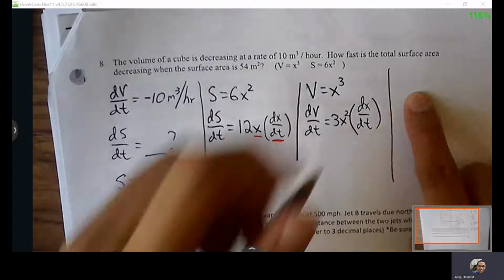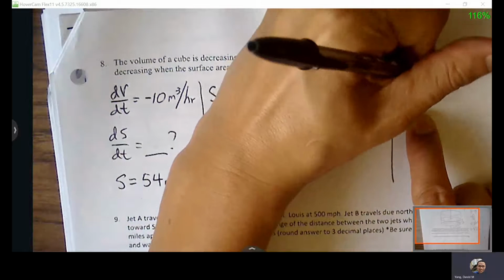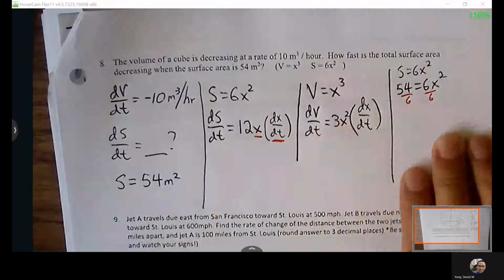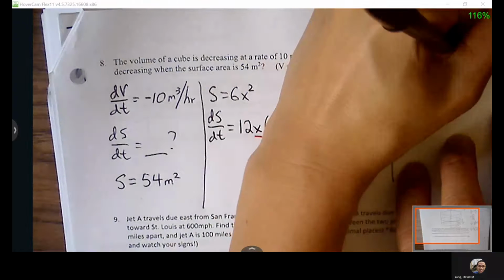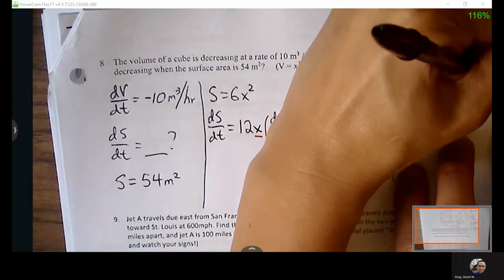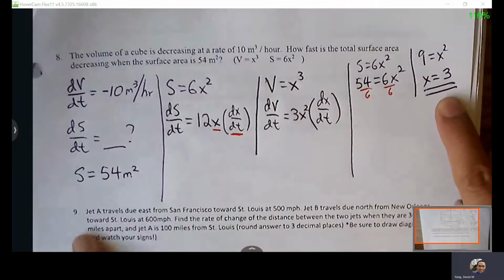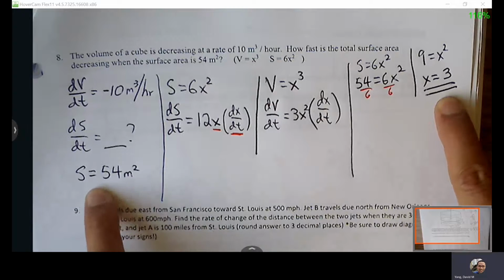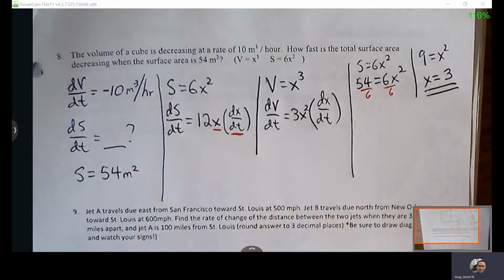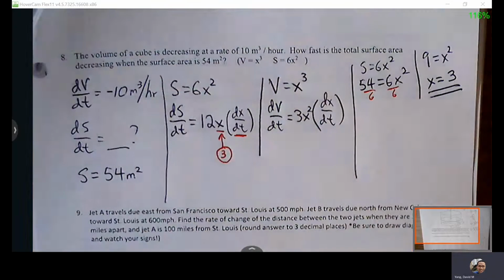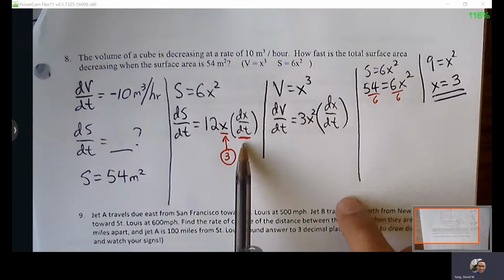Move over here. Divide both sides by 6. Okay, does everybody follow steps so far? Okay, so we're making progress, right? We have that x figured out. That is a piece of the puzzle that we need. Okay, but we're still looking for dx/dt.